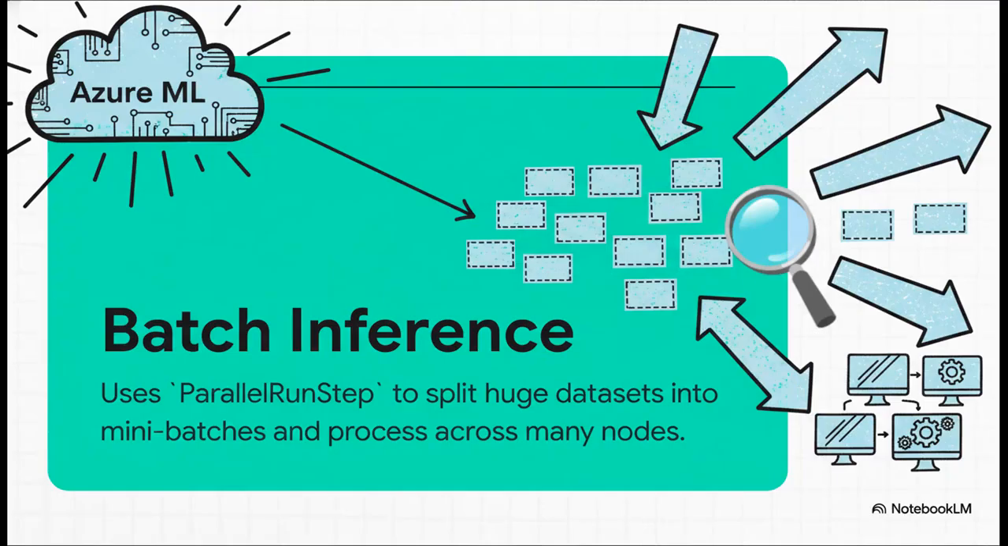Now, for batch, it's a completely different beast, built for massive scale. Azure ML has this brilliant tool for this called the parallel run step. What it does is it takes your enormous data set, automatically chops it up into smaller, manageable chunks, and then spreads that work out across a whole cluster of computers. It's an incredibly efficient way to just chew through terabytes of data.